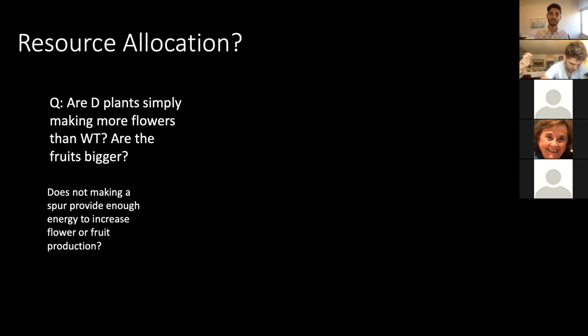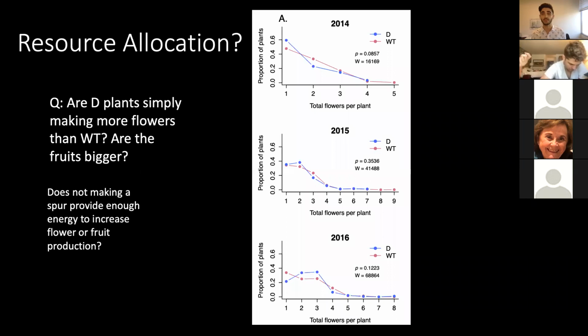So the first question we asked is, are they making more flowers? So across all 3 years, we looked at the total number of flowers per plant. You see here on the x-axis, and again, the proportion of plants on the y. And you can see just by looking at the lines, there's no difference, but we have our statistics from a Mann-Whitney ranked sum test. There's no difference in the flowers per plant for either morph across all 3 years. So that's not driving the difference in fruit set.